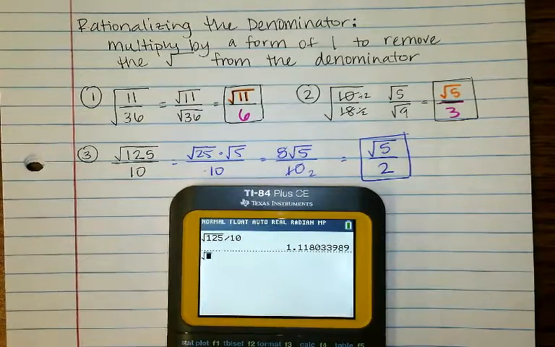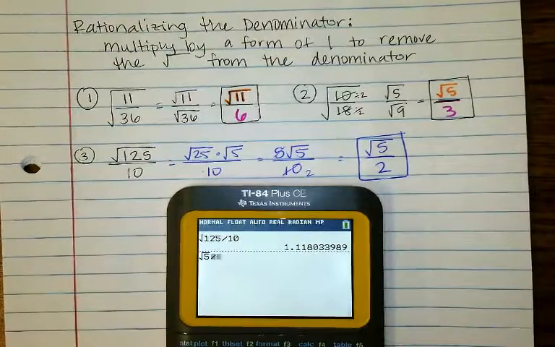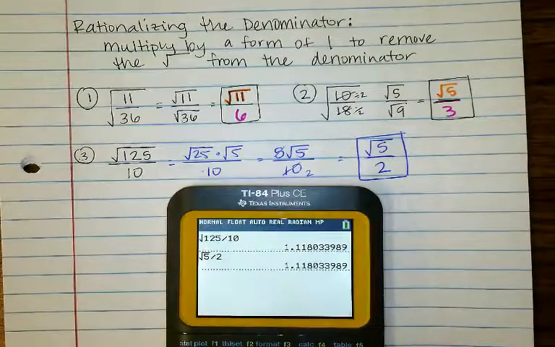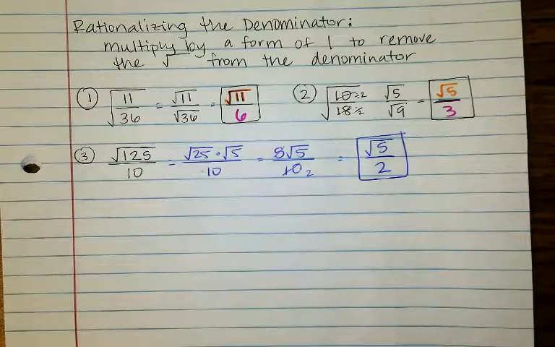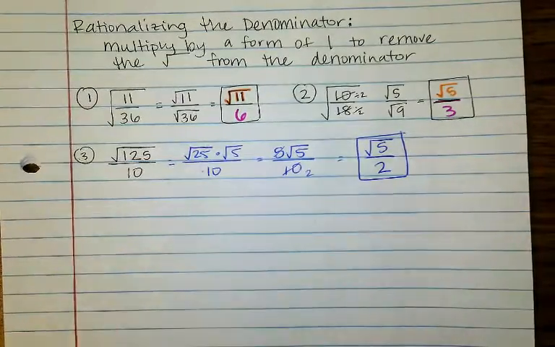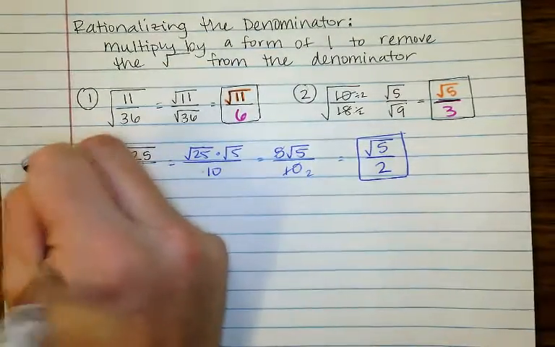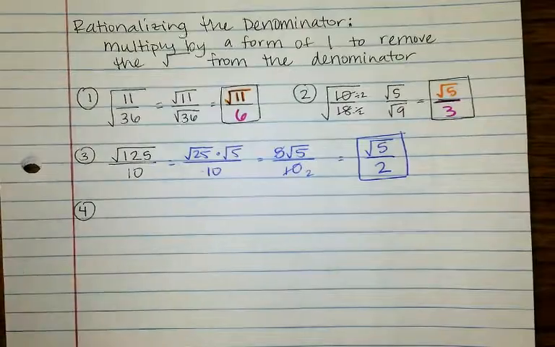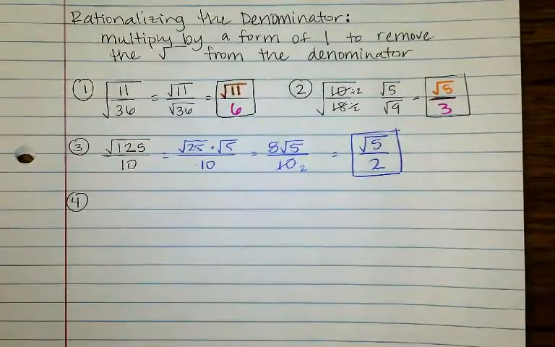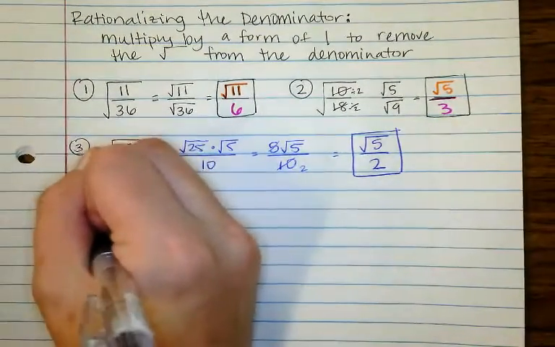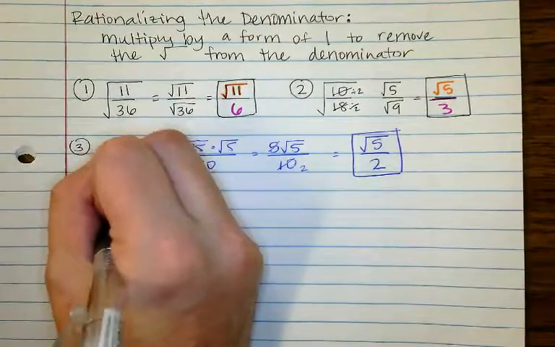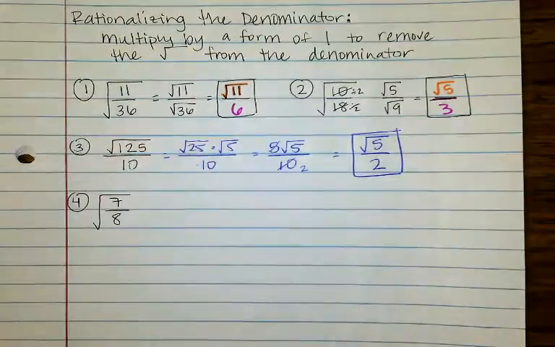All right? Now we're going to look at number 4 here. All right? So far, we haven't had any radicals in the denominator. So far, we've just been simplifying. Now let's see what happens when we have a radical in the denominator. So we are going to have square root of 7 over square root of 8. So I'm going to separate this out into the square root of 7 over the square root of 8. Are you guys comfortable with that?